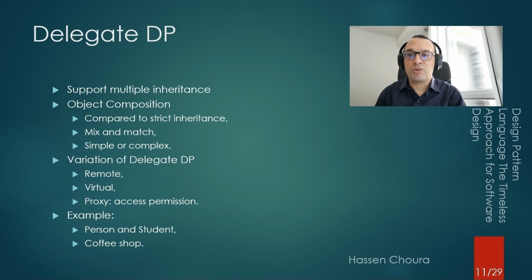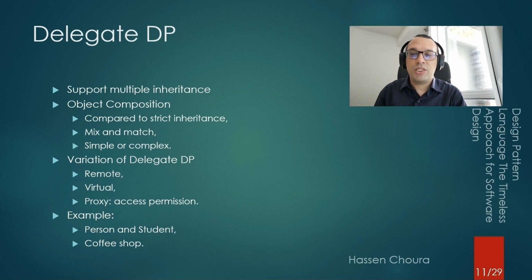Also, in the design pattern language, we have the proxy delegate. But in the design pattern language, we opt to have a specific proxy delegate. In other terms, the proxy is quite specific to the access permission. In other words, we add the proxy just to check the access permission.